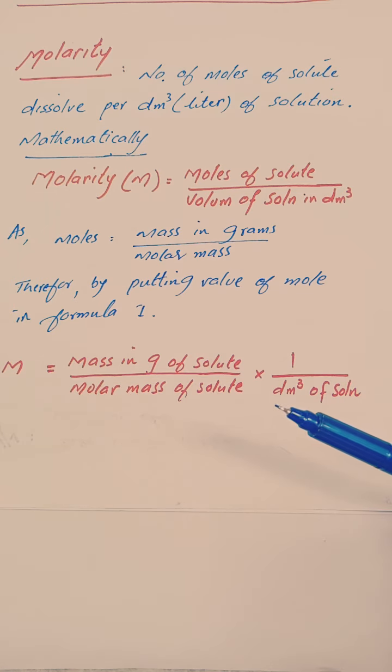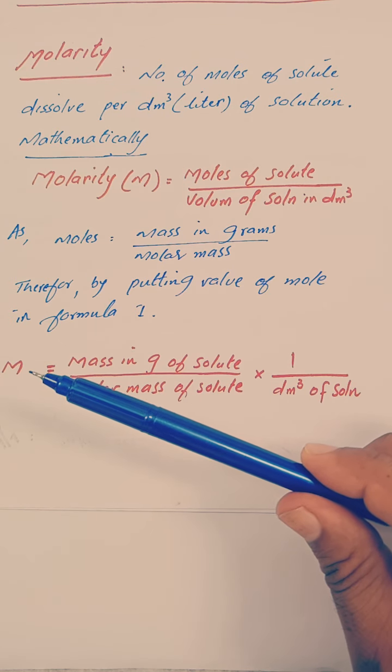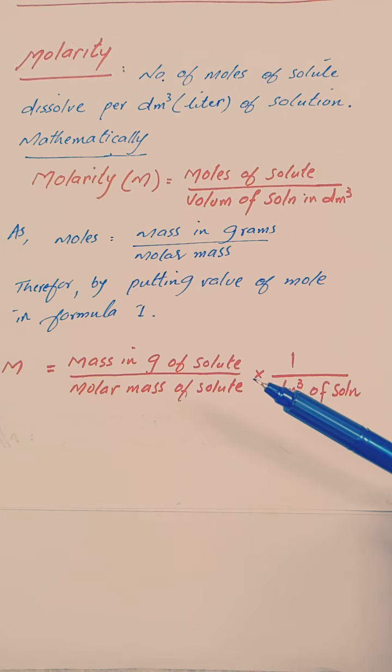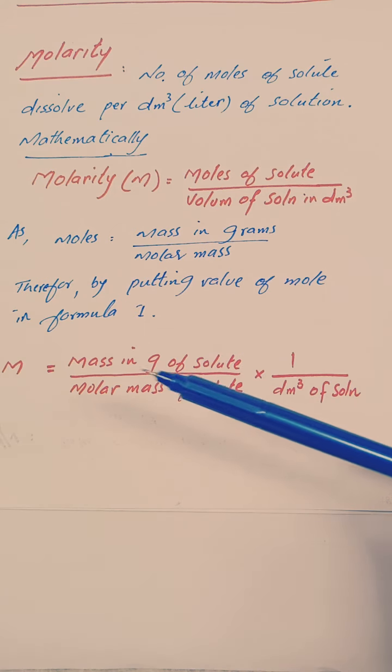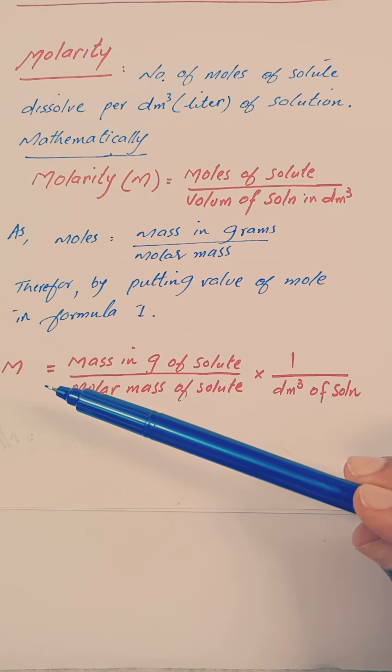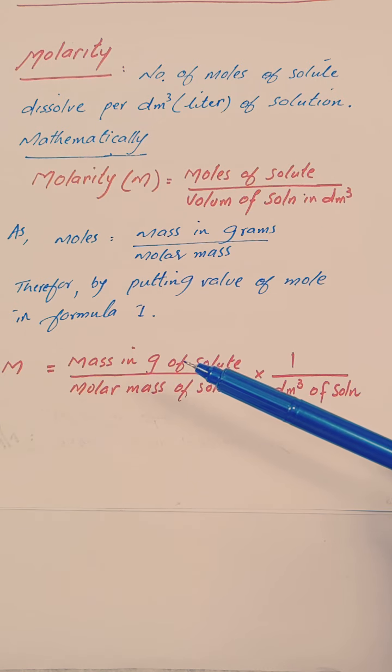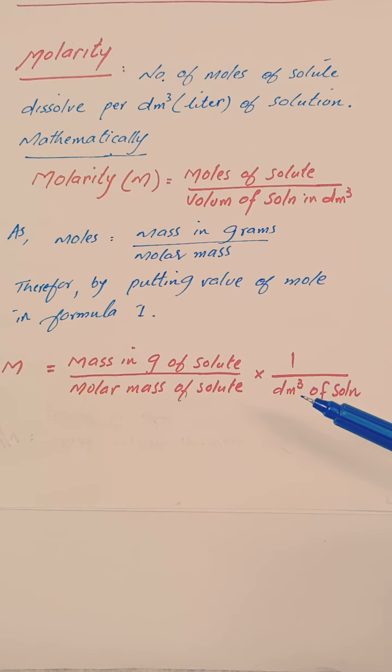Secondly, if we want to prepare a solution of a particular molarity, then we have to find out what is the mass per decimeter cube of solution in the given solution. So secondly, we can prepare a solution of our own molarity by calculating the mass in gram per decimeter cube of solution. So by using this formula we can calculate not only the molarity of a solution, but we can also prepare a solution of our own molarity.